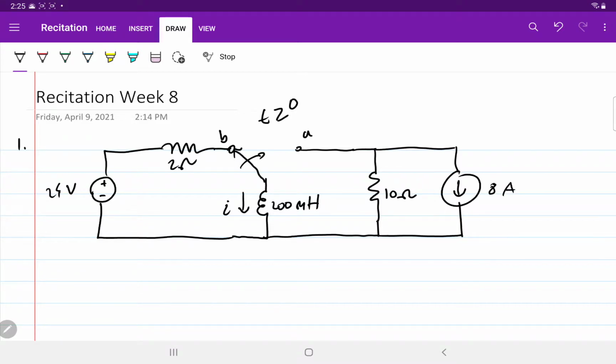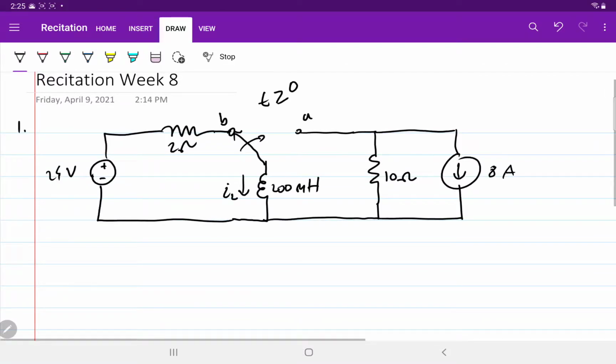Okay, so let's put it IL, this is VS, this is IS, this is R1, R2, this is L. Sorry, so let's put this in different colors, say green, so VS, IS, this is R2, R1, L.